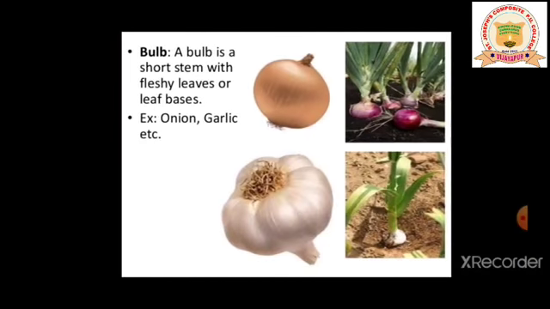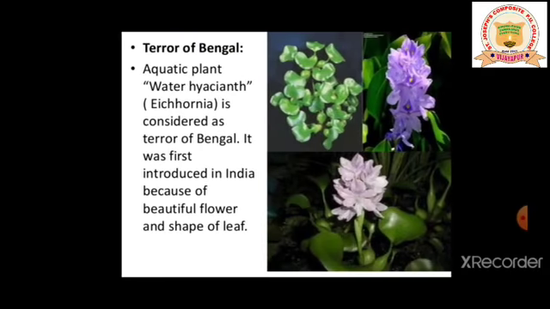So now proceeding with a new concept, why water hyacinth is termed the terror of Bengal. It is a weed which was brought from some other place, people being fascinated by its leaves and flower, and it became a terror for Bengal. Why is it called so? Let me tell you why it is called so.